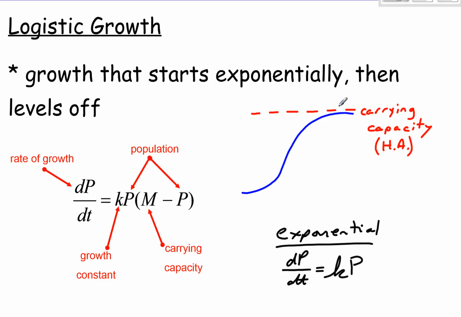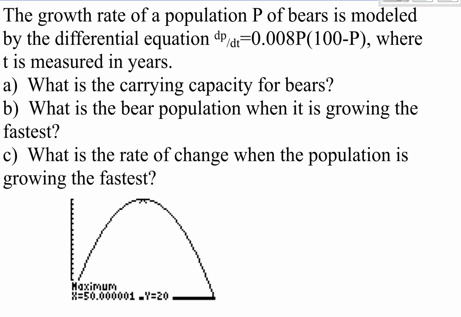And I've seen this occasionally on AP tests, but it's never been asking you to solve this. It's been more of asking questions about, do you recognize this as logistic? And so kind of an example of what this would go through, and this one's in your book, is, let's say the growth rate of a population of bears is modeled by dP/dt equals 0.008p times (100 minus p). So the 0.008 would be the k, p would be my population, and 100 would be the m.